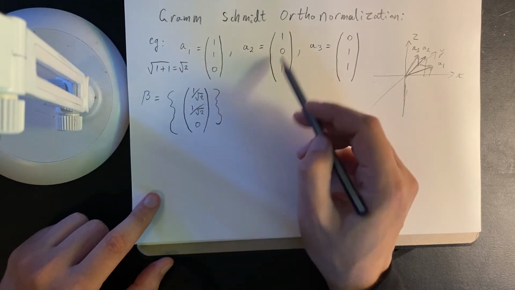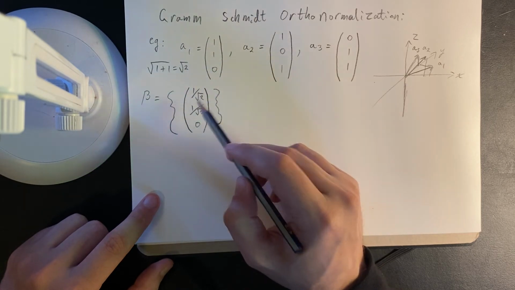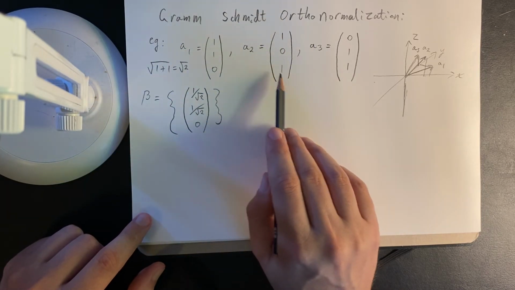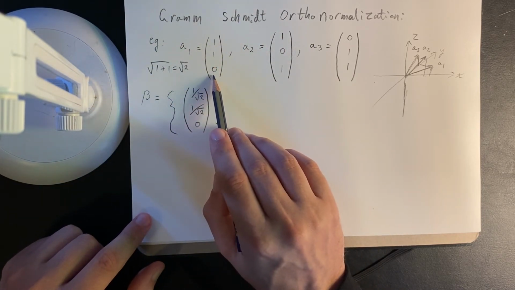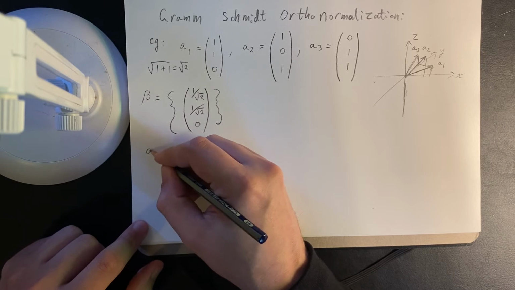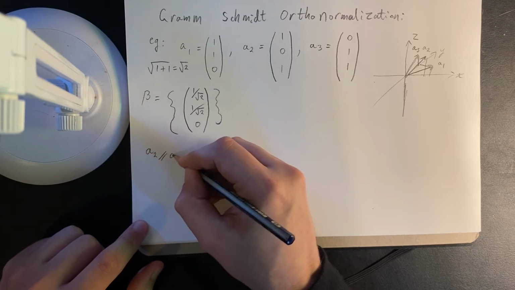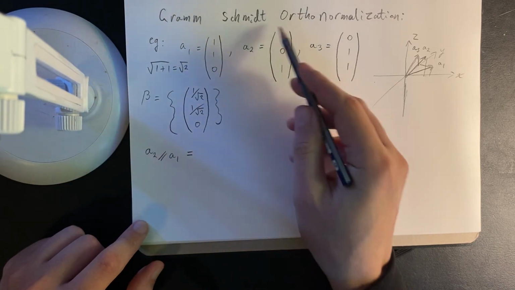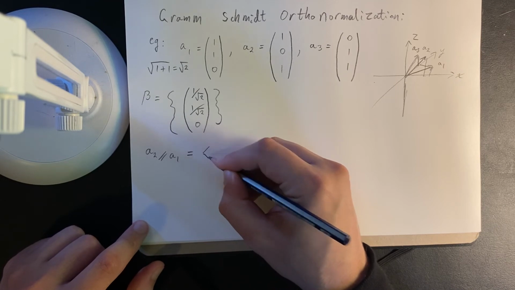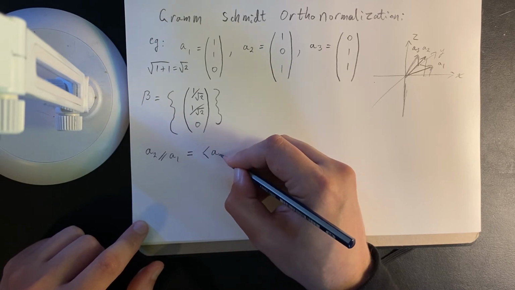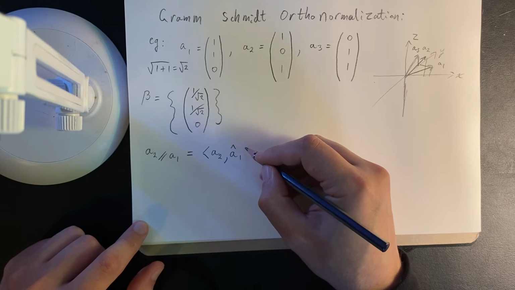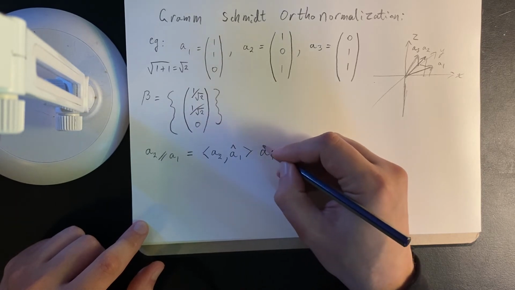Now, for my next step, I want to take A2 and throw it into my set as well. But A2 could have some component of it which is parallel with A1. So we want to say, the component of A2 which is parallel to A1 will be the projection of A2 onto A1. In other words, we take the product of A2 and the normalized A1, and then multiply it by the normalized A1.